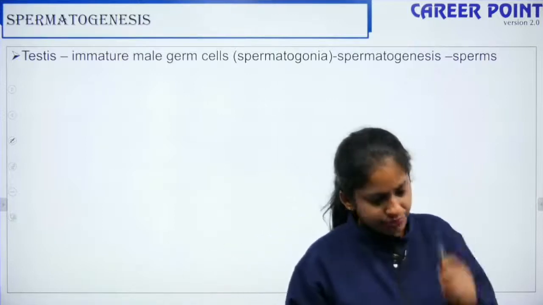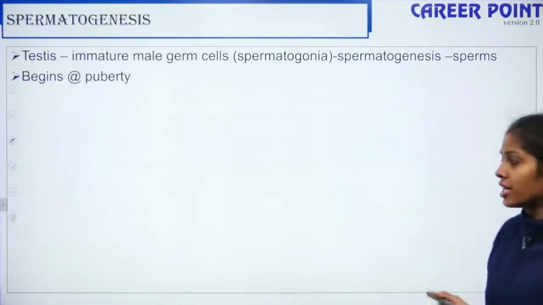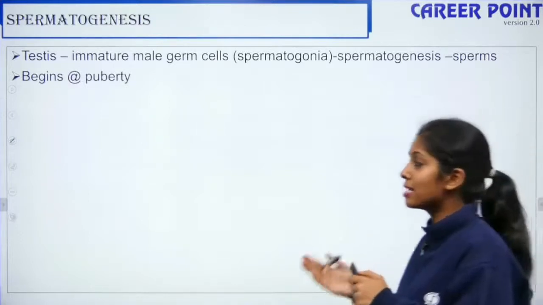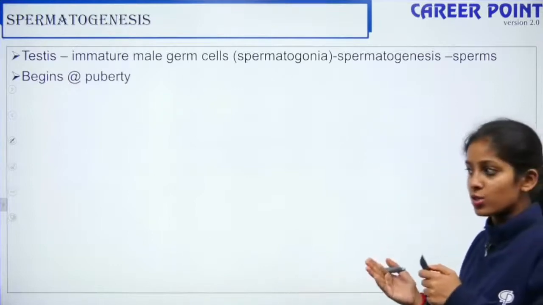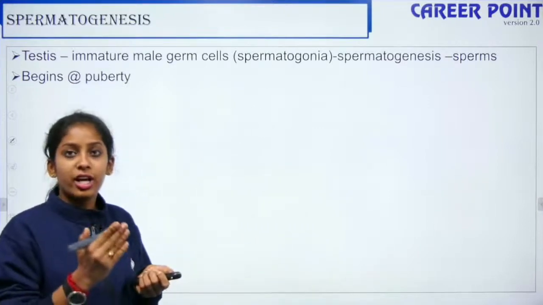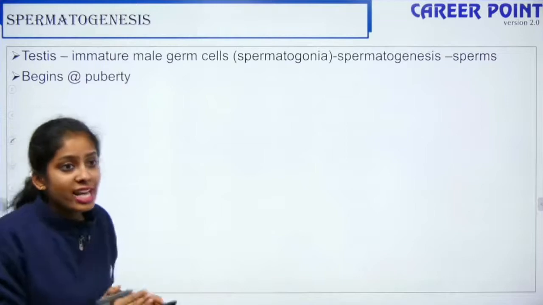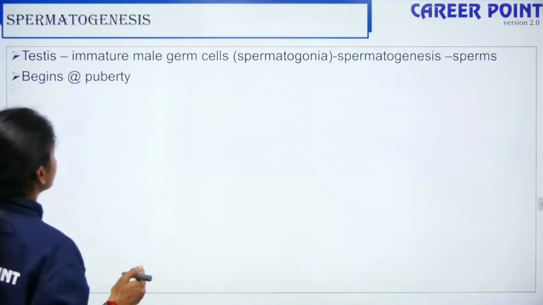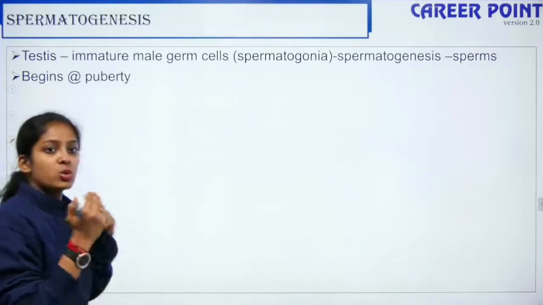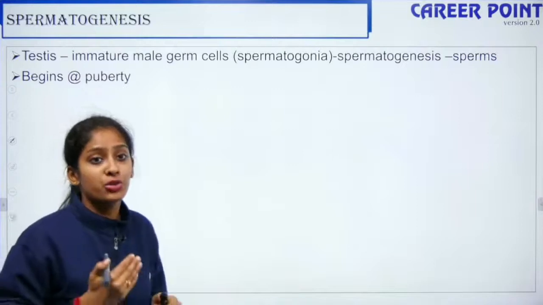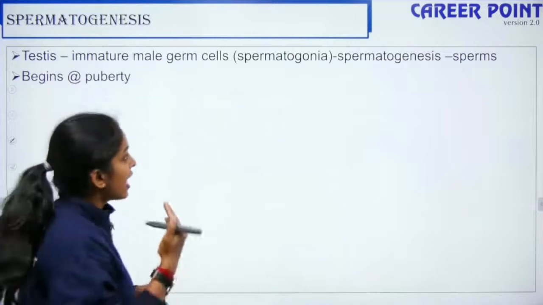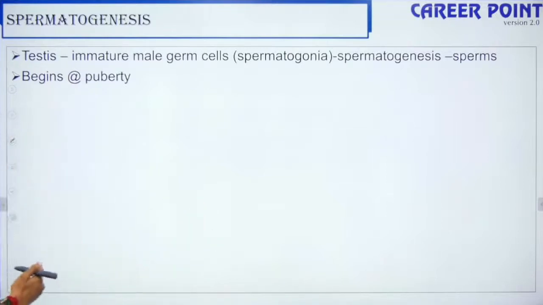All right? Fine. So spermatogenesis: testis being the primary sex organ has 2 types of cells. Your testis is divided into compartments called testicular lobules, and your testicular lobules have seminiferous tubules. Inside the seminiferous tubules, if you remember, we have a particular type of cell called the immature male germ cell. This immature male germ cell is what is going to undergo the process of spermatogenesis. It is also known as spermatogonia, and it undergoes spermatogenesis to produce sperms.